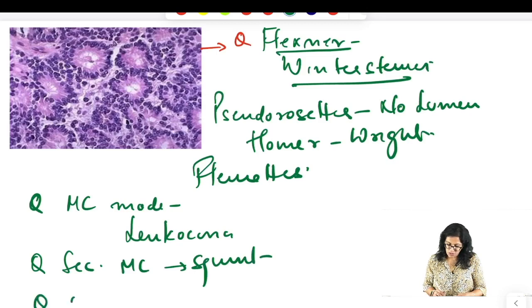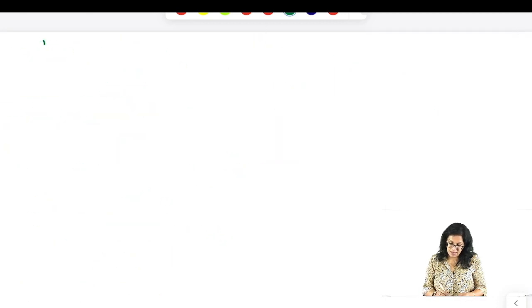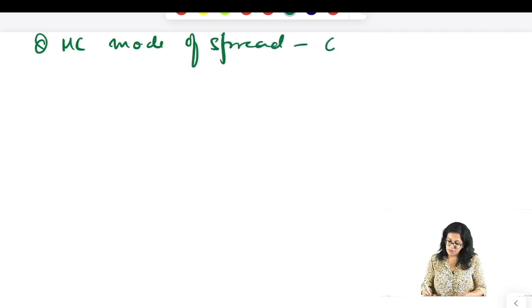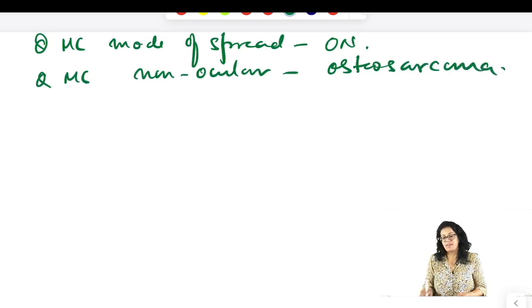Question. Most common mode of spread. What will you answer? Through the optic nerve. Next question. Most common non-ocular malignancy. Answer, osteosarcoma. Please don't be under the impression that these are not asked. All the one-liners are very important.